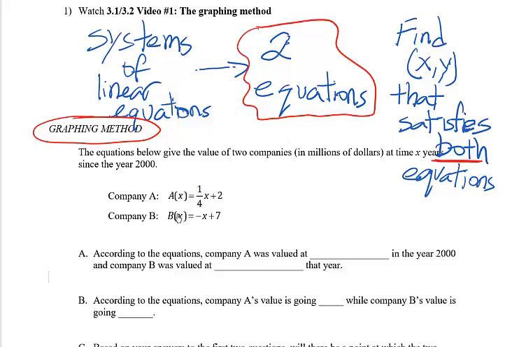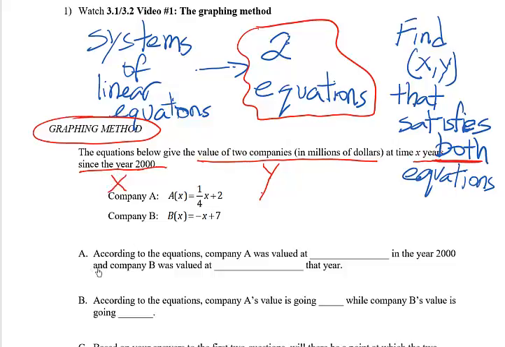So our sample problem will use a simple application. We've got two companies, it says, and the equations that are here below represent the value or the worth of those two companies in millions of dollars at time X years since the year 2000. So you'll notice we're using our function notation. We could, of course, just replace each of those with y. Y in this problem stands for the value of the two companies in millions of dollars. X in this problem stands for years since the year 2000.